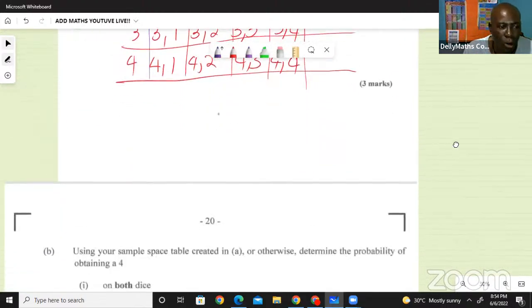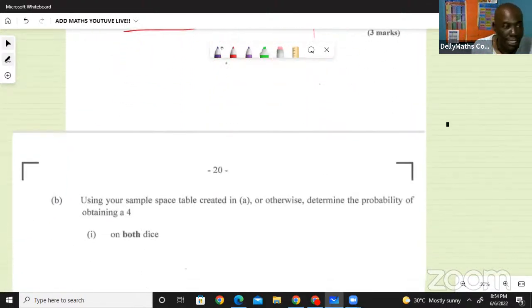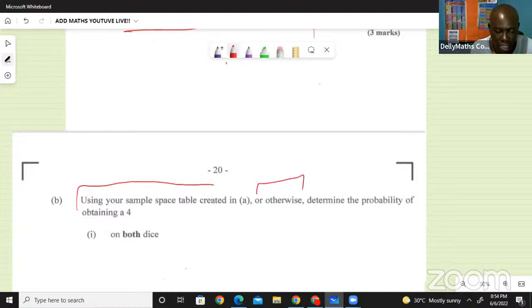So what we're looking at now is, they did say use your sample space. There are 2 ways you can work this out. I'm just going to use the sample space because it says use your sample space table created, or otherwise. You don't have to go the other way, but in the interest of time, I'm just going to run with it. We have 5 minutes to go. It says determine the probability of obtaining a 4 on both dice.